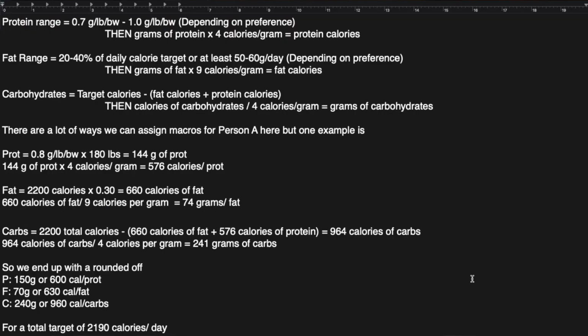The fat range is either going to be 20% to 40% of daily calorie target, or at least 50-60 grams a day, depending on preference. So if that 20 to 40% range yields less than 50 or 60 grams of fat a day, I usually default to at least 50 or 60 grams a day. If the 20% to 40% is above that range, then I'm not too worried about too little fat. Then it's more just personal preference and how you would like to distribute your calories for yourself, or more importantly, how your client wants to distribute their calories.